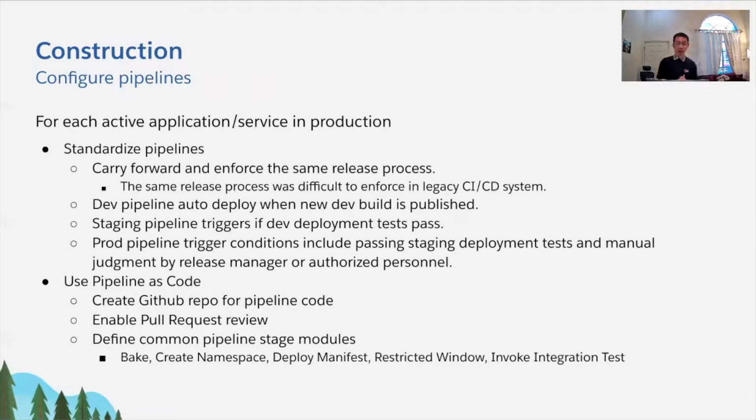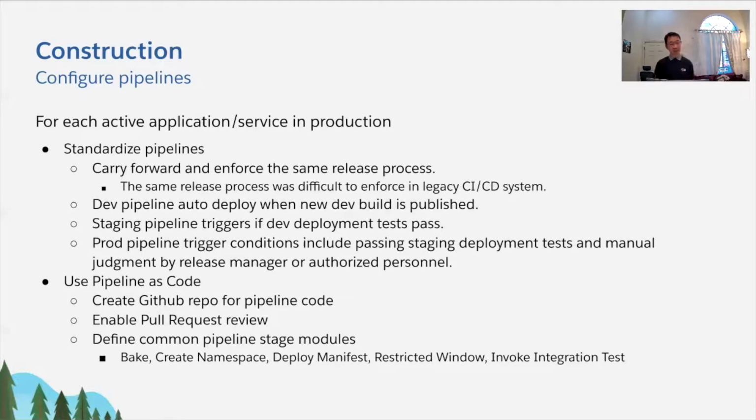The pipeline auto-deploys when a new build is published, and the staging pipeline triggers if that deployment test passes. Production pipeline trigger conditions include passing staging deployment tests and manual judgment by the release manager or authorized personnel.